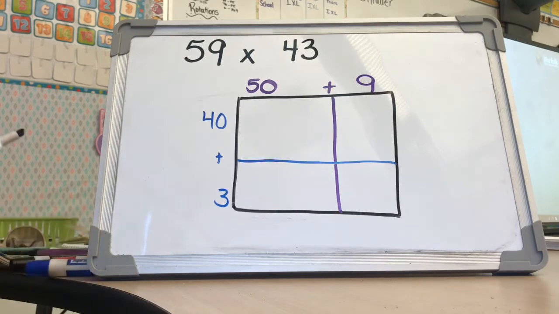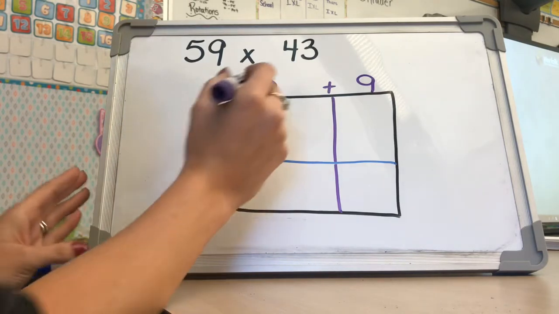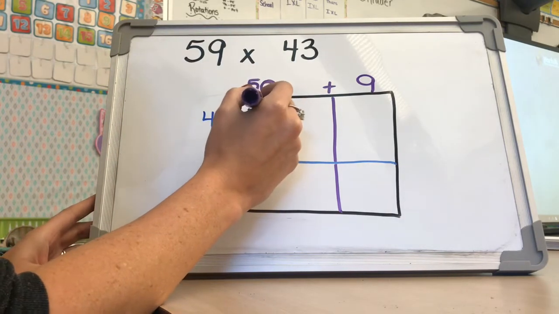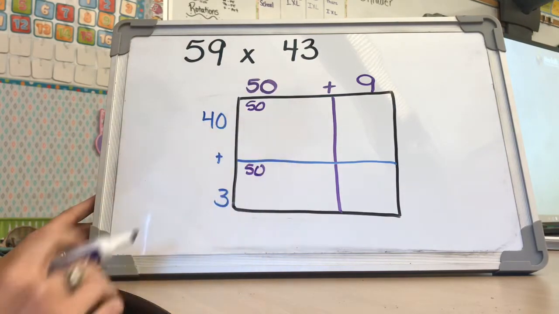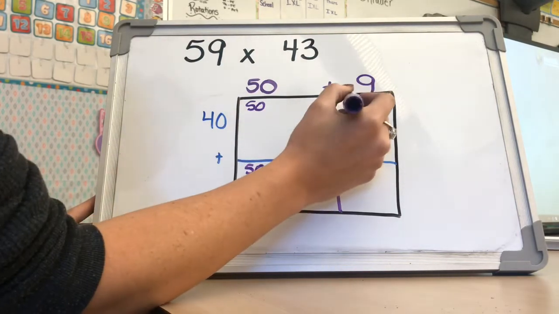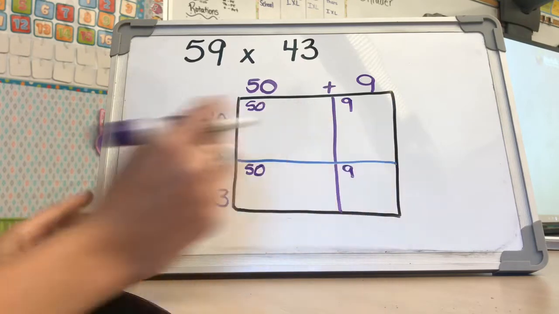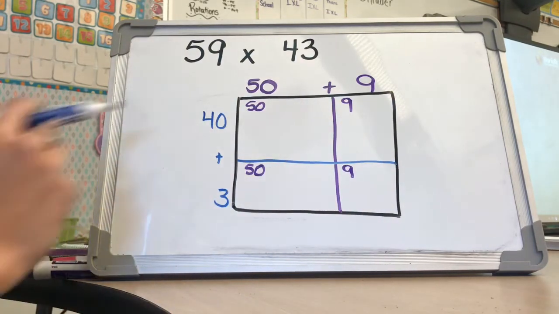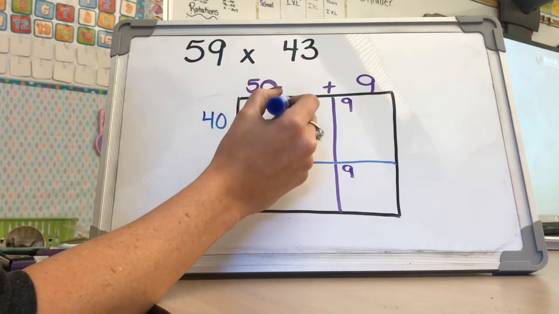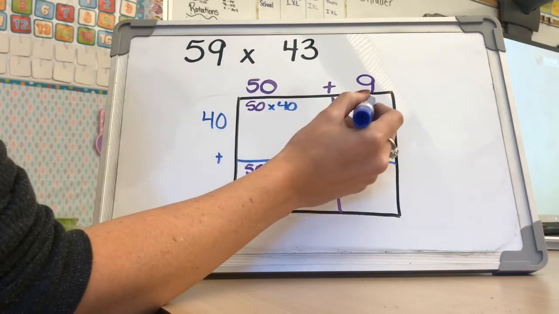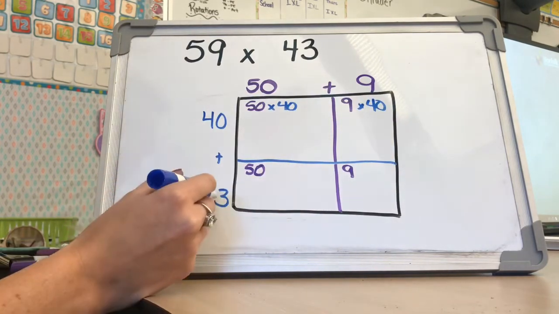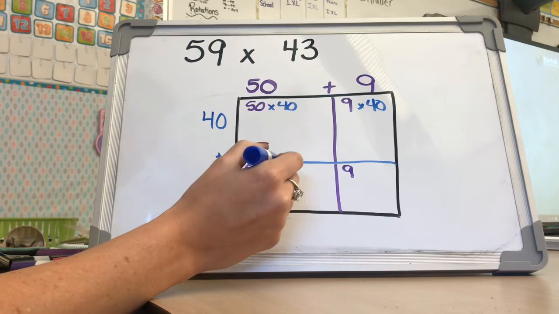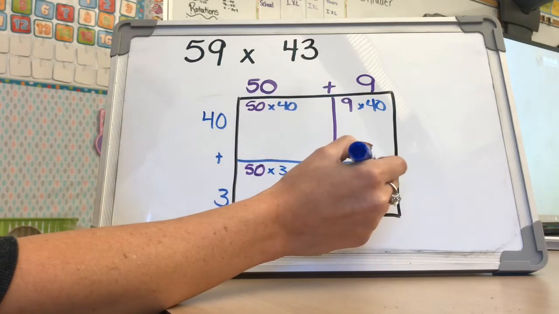Remember, columns and rows. Columns and rows. So in this column we have a 50, so both of these need to be 50. In this column we have a 9, so both of these need to be 9. In this top row we have 40, so it is times 40, times 40. In this bottom row we have times 3, times 3.